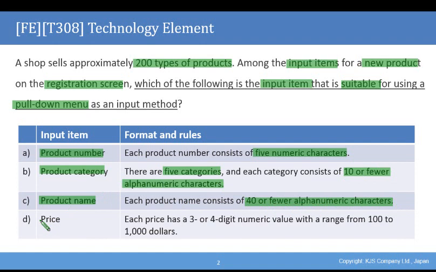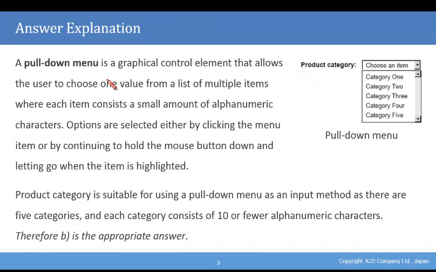And finally, D. We have the price. Each price has a 3 or 4 digit numeric value with a range from $100 to $1,000. So let's have a look at the pull-down menu so we can consider which of our input items is suitable for this type of input.